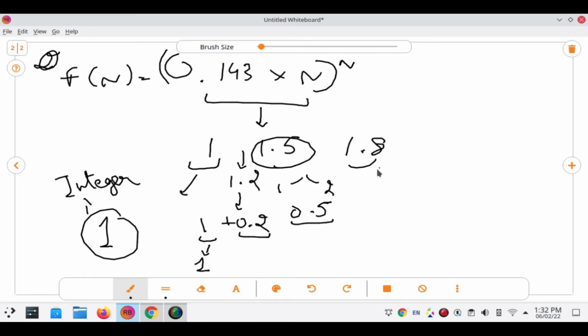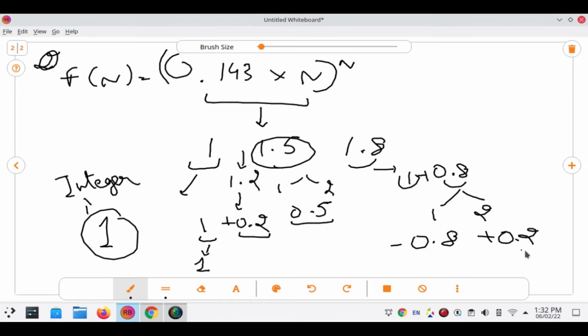Now 1.8, again 1.8 is 1 plus 0.8. See, now 1 is a perfect integer. Now for 0.8, we can have two nearest integers to it, 1 or 2. For making it 1, we will have to subtract 0.8, and for making it 2, we will have to add 0.2. Which is easier? Adding 0.2, because removing 0.8 is expensive as compared to adding 0.2. So its nearest integer will be 2 and not 1. I hope that makes sense.